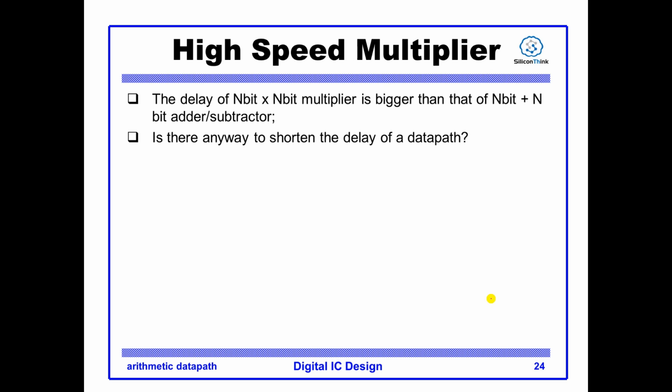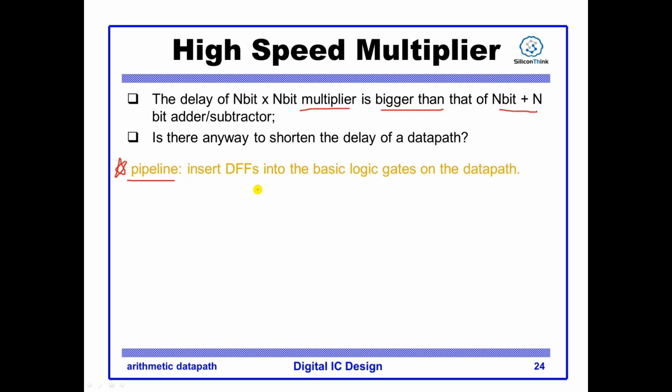Okay, from this architecture you can say the delay of the multiplier is bigger than the delay of an adder. So is there any way to shorten the delay of the datapath of the multiplier, or you can say shorten the delay of any data path? Is there any way? Yes, the most commonly used way is pipeline.